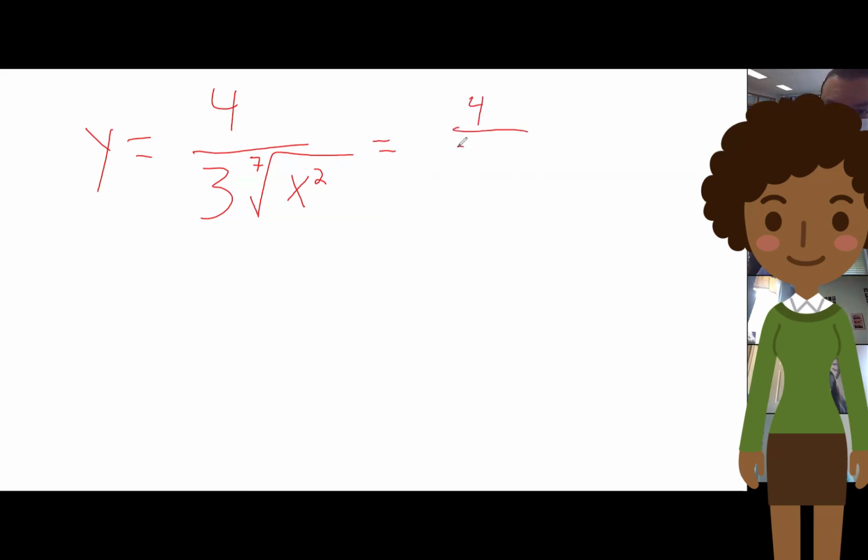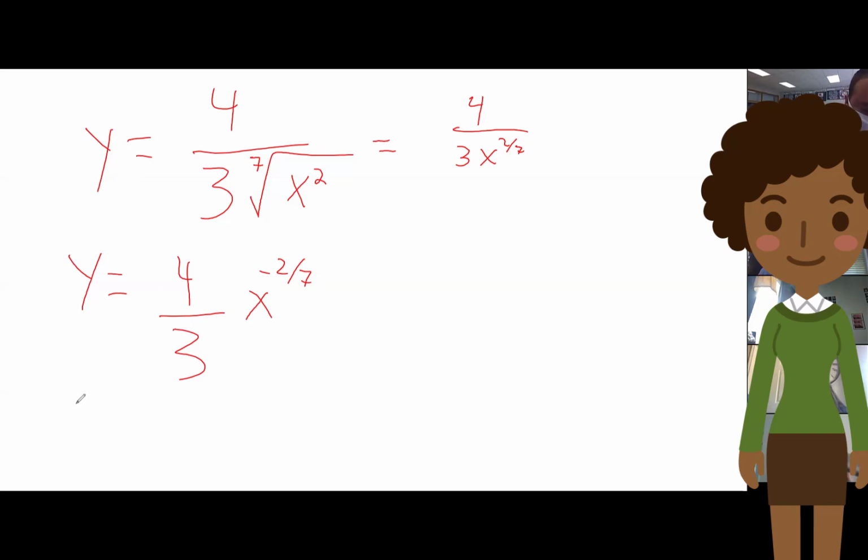4 over 3 x to the 2/7. And remember what I said, bring the x to the 2/7 up. So here it is, I'm not taking the derivative yet. Here's 4/3. If you want to put the x to the negative 2/7 next to the number 4, you can, but I like to do it like that, because it's easier for me. I see a fraction and I'm multiplying by a fraction here.